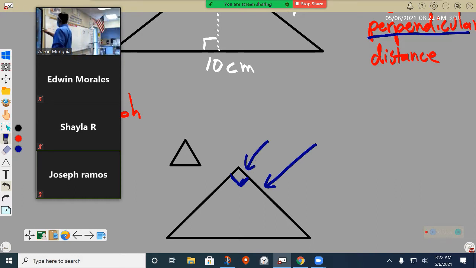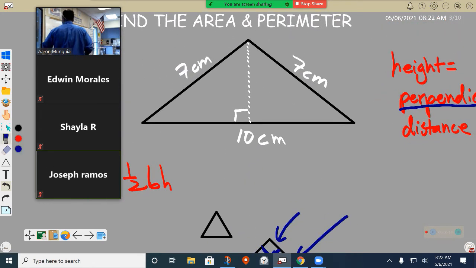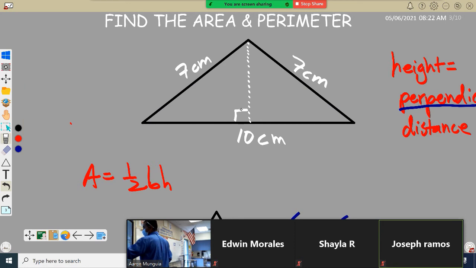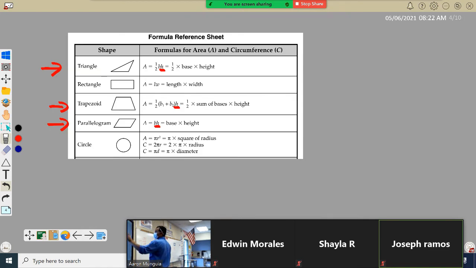So coming back over here to this triangle, I'm looking for perpendicular. And I see it right there. So that tells me that this is the height of the triangle, and this right here is the base. The base and the height, no matter if we're dealing with a triangle, a trapezoid, or a parallelogram, always meet at 90 degrees. That's the moral of the story of what I'm trying to get at right now.